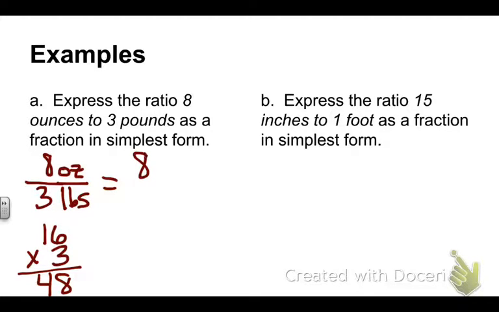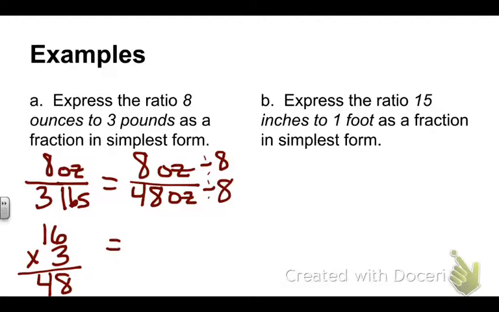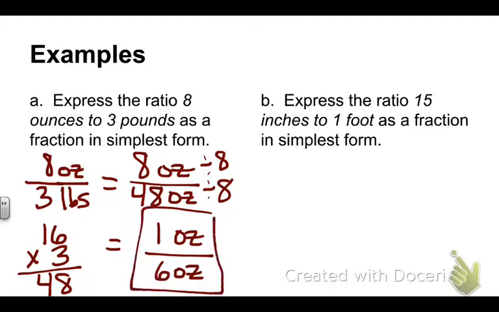So this is actually going to be 8 ounces to 48 ounces. And I want it in simplest terms. I know I can divide both of these by 8. And what I would get is 1 ounce out of 6 ounces. All right, 1 to 6. That would be my ratio there.